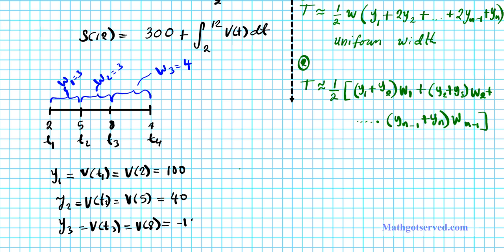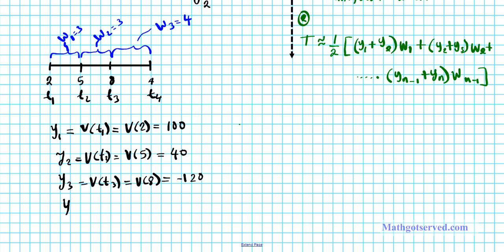And then y4, v of t4, which is v of 12, which is negative 150. You don't have to do this. I'm just trying to show you how everything is connected. I'm just doing extras here so you can really understand what's going on. So now we have everything we need. So let's go ahead and approximate what the value of the definite integral is.